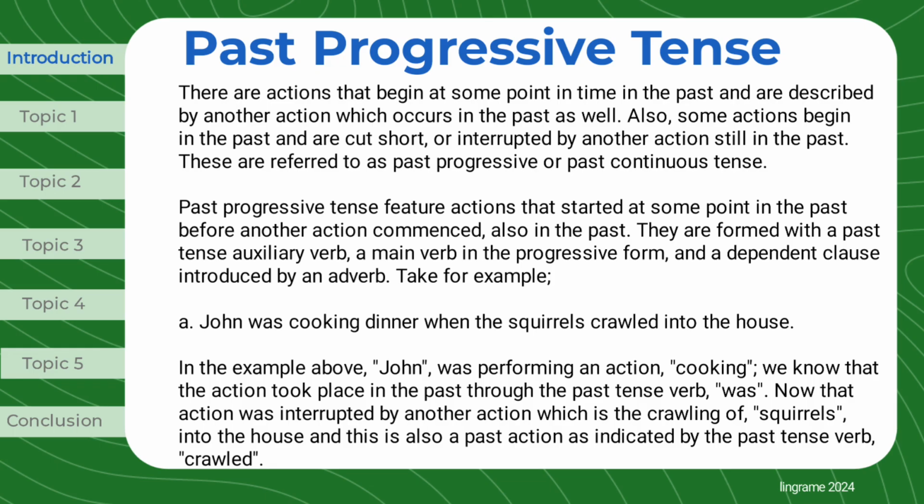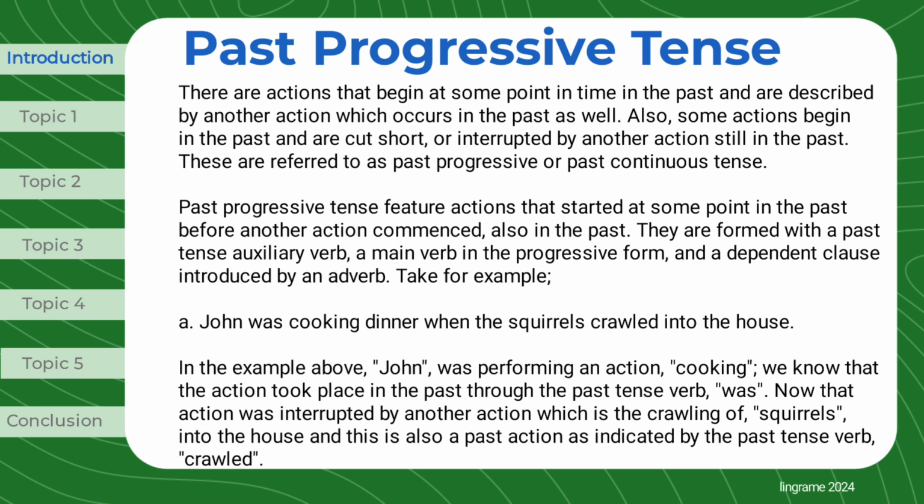Simple past continuous or progressive tense. There are actions that begin at some point in time in the past and are described by another action which occurs in the past as well. Also, some actions begin in the past and are cut short, or interrupted by another action still in the past. These are referred to as past progressive or past continuous tense.